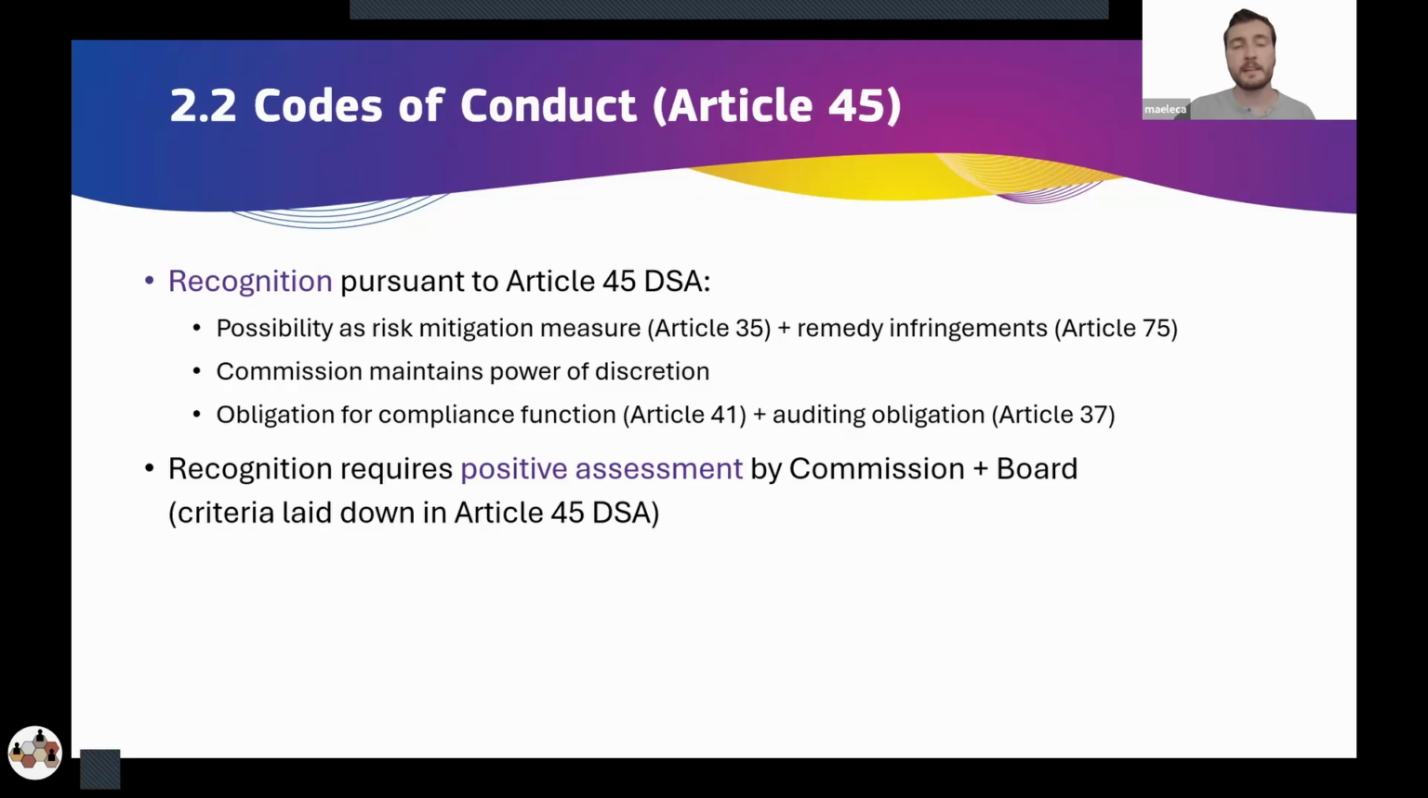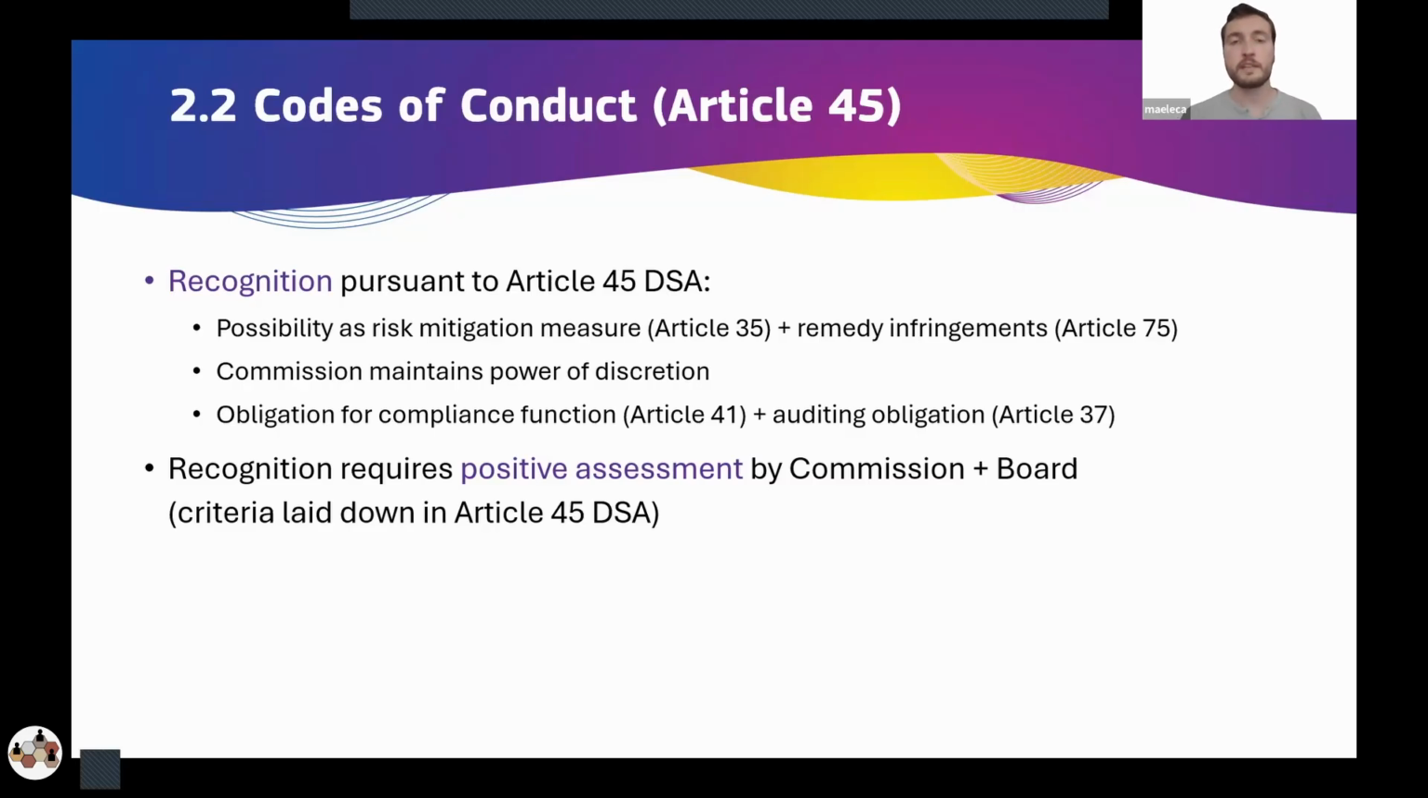If they are then recognized as a code under Article 45, they could be used as a risk mitigation measure, and they could also be used as a remedy in case there are infringements of the DSA. It's a bit technical. I won't go much deeper into detail on this, but please do read Article 75 of the DSA if you're interested. Now, the Commission maintains a power of discretion, though, in checking whether or not a company really is using a code of conduct in a good faith way and if it can be used as a risk mitigation measure.